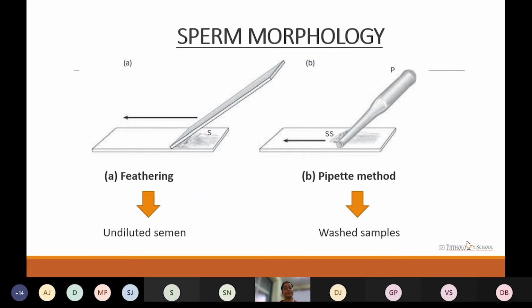On the other hand, the pipette method is done on the washed sample. By washed sample, I mean that we have to take 0.5 ml of the semen sample, then we have to add 10 ml of normal saline to it, and then we centrifuge it at 800 rpm.